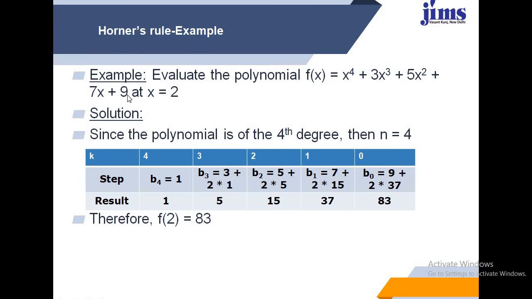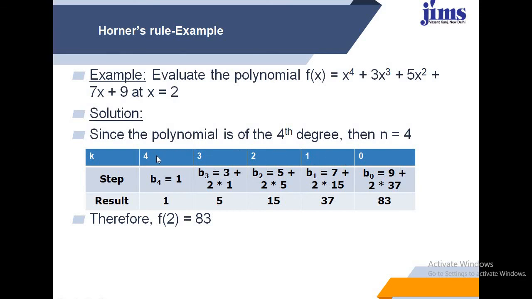So the constant is A0, then A1, A2, A3, A4. A4 value is 1, A3 value is 3, A2 value is 5, A1 value is 7, and A0 value is 9. It is given, and x equal to 2 is also given. So we will find the final value of this polynomial at x equal to 2 using the Horner rule. So make the table 4, 3, 2, 1, 0.